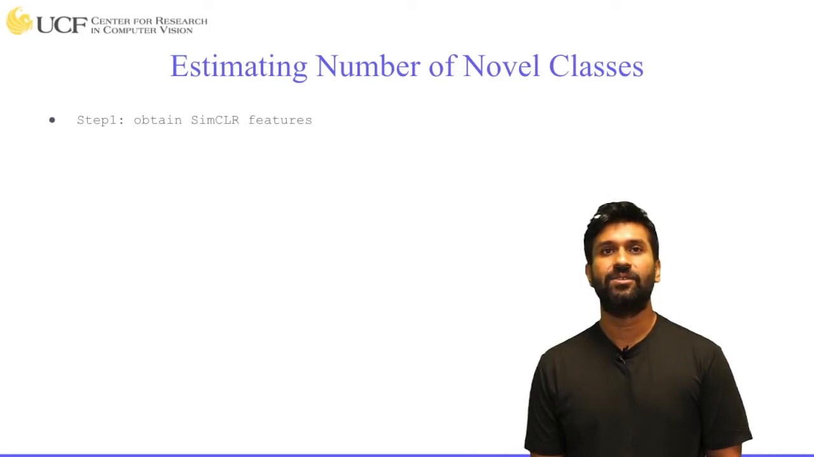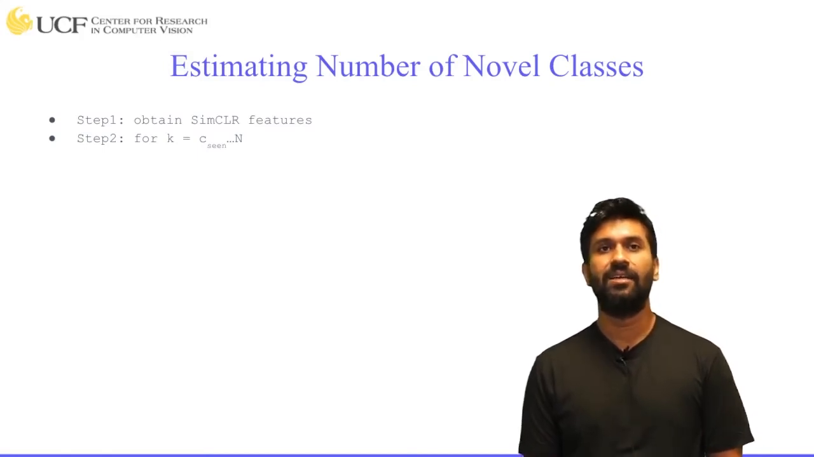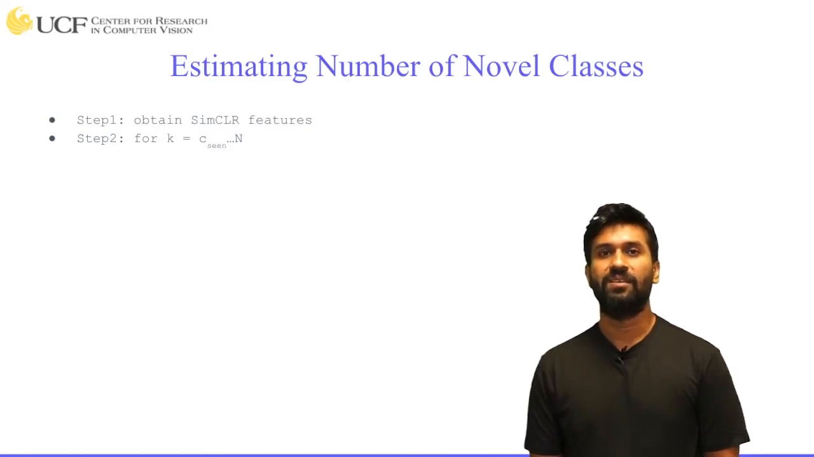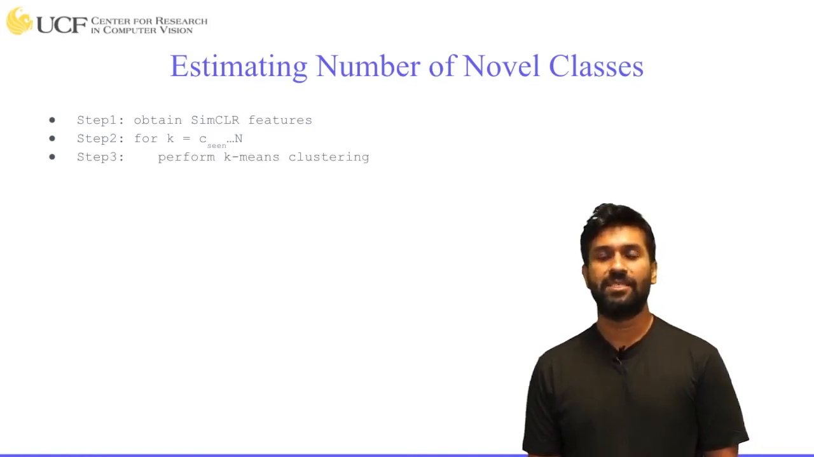Here, first we obtain SimCLR features. Even though we are using SimCLR features here, this can be done with any self-supervised features. Then for k equals the number of seen classes up to a very large number n, which can be 1000 here, and we are starting from the number of seen classes because we know that the dataset contains at least that number of classes, we perform k-means clustering.